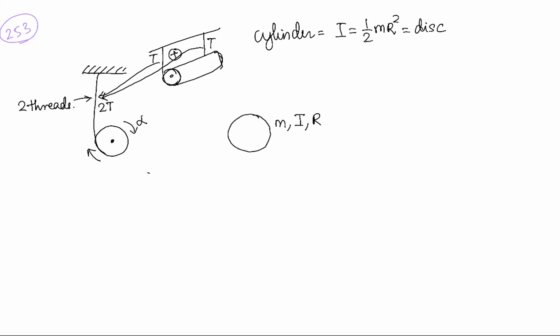Okay, so the tension is acting in the upward direction. So tension is acting in the upward direction. How much? 2T, one from each thread. What is acting in the downward direction? Weight. So mg is acting in the downward direction. What is going to happen? The entire thing is going to fall down. In addition to that, the entire thing is also going to rotate.